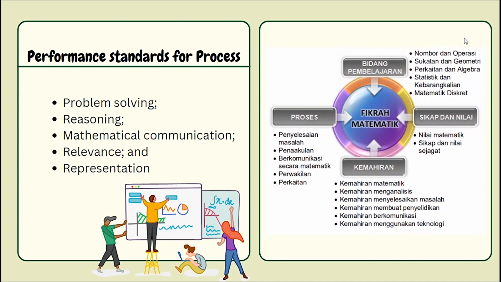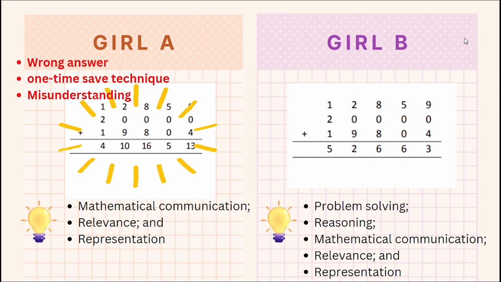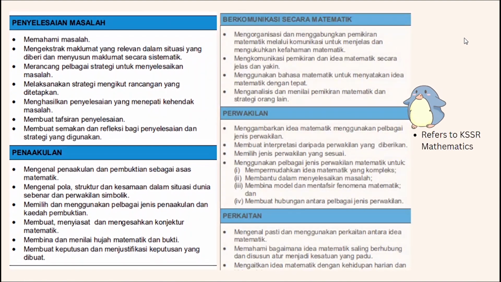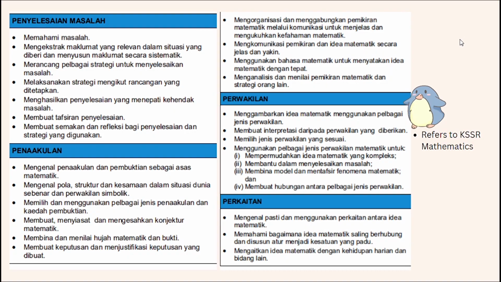Process performance standards. There are 5 processes: problem solving, reasoning, mathematical communication, relevance, and representation. Girl A failed to achieve the processes of problem solving and reasoning because she made procedural and interpretive mistakes regarding a fundamental idea and generalization when it comes to the addition operation of integers with a one-time set planning. Mathematical addition problems using the short approach and horizontal addition problems are susceptible to student misunderstanding. Girl A made a mistake due to an inadequate concept of the place value of numbers. In general, math teachers administer assessment based on the KSSR mathematics.